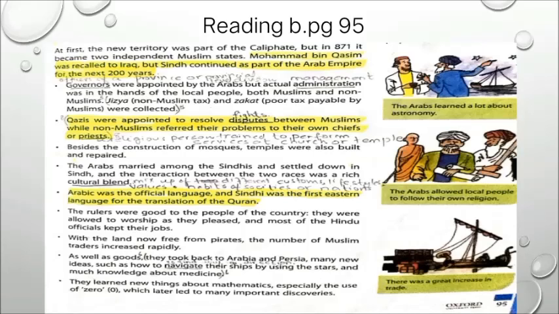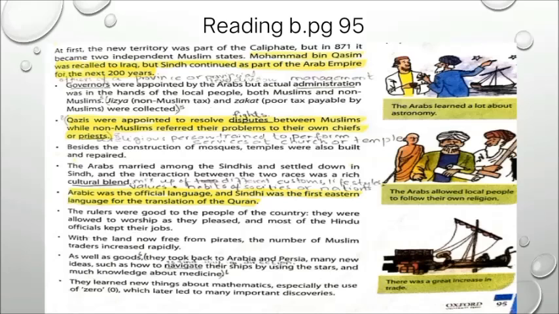For example, the man behind the two other men is wearing a costume that represents Hindus, and the other two men represent Muslims. The third picture says there was a great increase in trade. Here in the picture you can see a ship and some containers or boxes that might be carrying some goods in them. Now that was all about this topic.